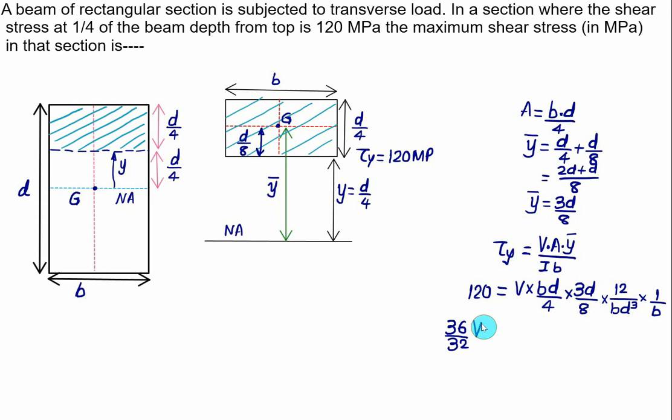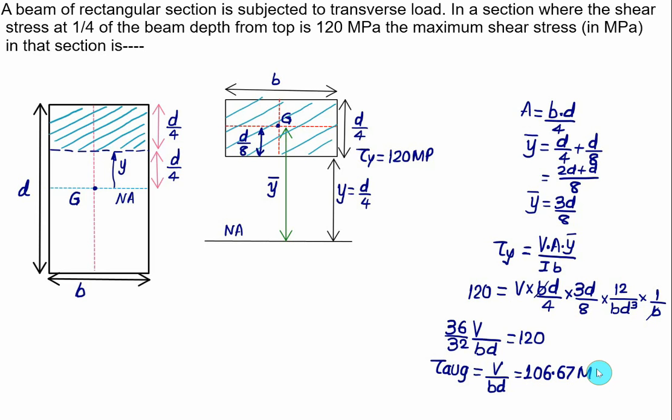We have shear force V. This value of b will cancel out this value of b. We have d and d, which is d square, so one value of d is left in the denominator. That is, the total value left in the denominator is b d. So V by b d is nothing but our average shear stress. So we have tau average equal to V divided by b d, equal to 120 multiplied by 32 divided by 36.